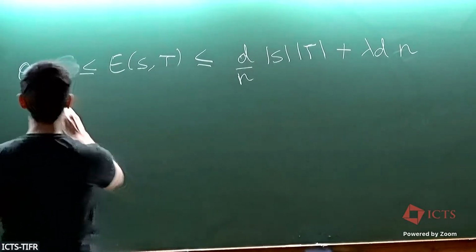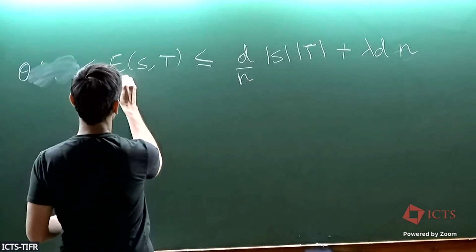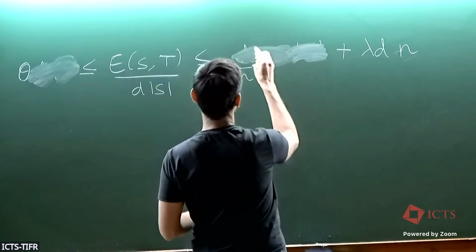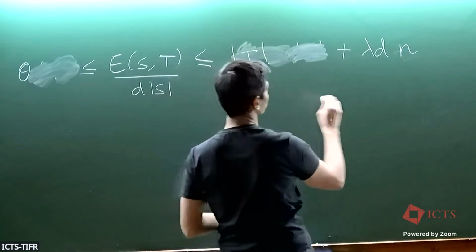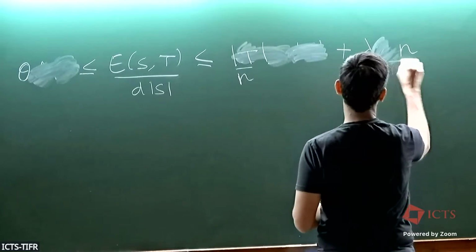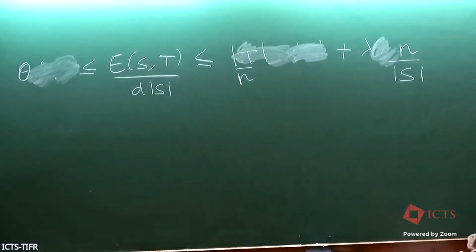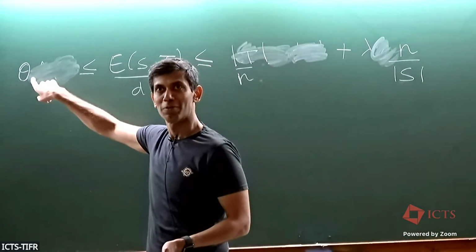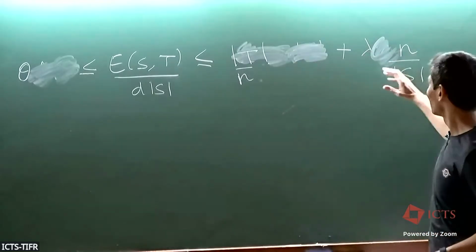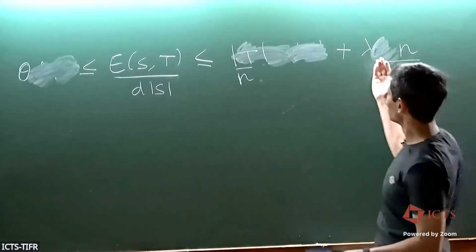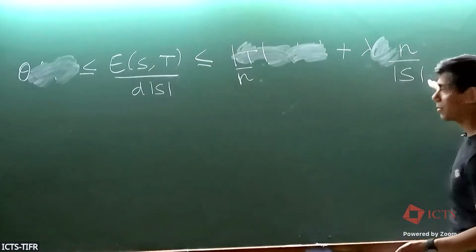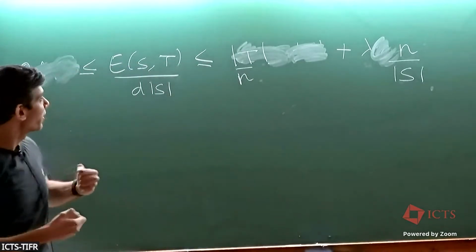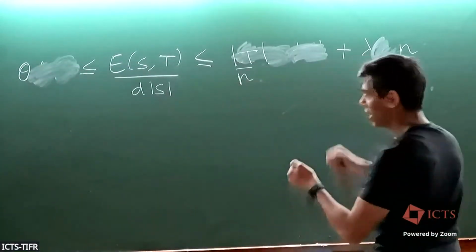And now I divide by d times S everywhere. I get that this T over n is lower bounded by theta, plus, this will go on the other side, and there will be an error term, kind of lambda times n divided by size of S. Now, S is the number of positions where H1 and H2 differ.